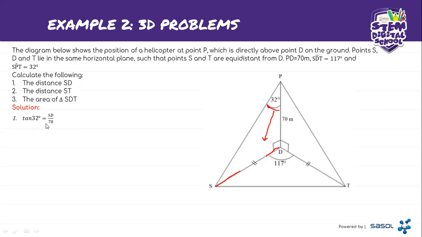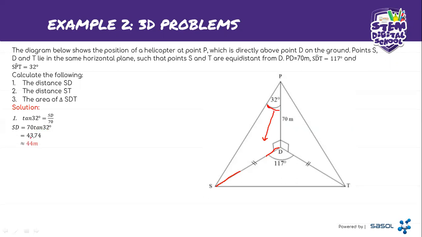Then we can see that tan 32 degrees equals SD over 70. The second step is to cross multiply. After we have cross multiplied, SD equals 70 tan 32 degrees. Then thereafter, you just press your calculator.